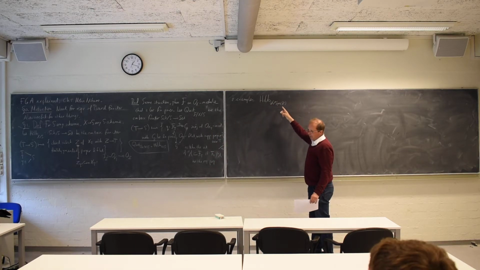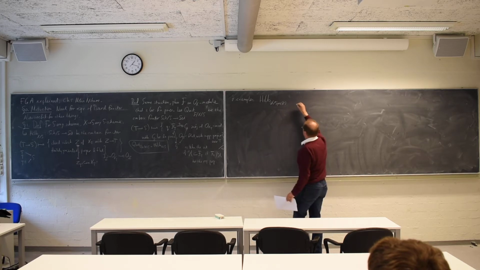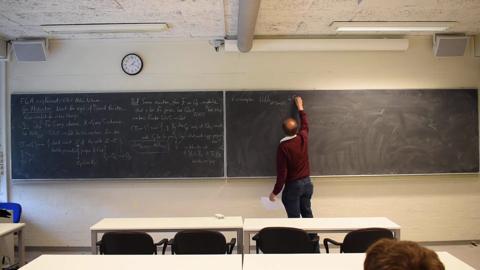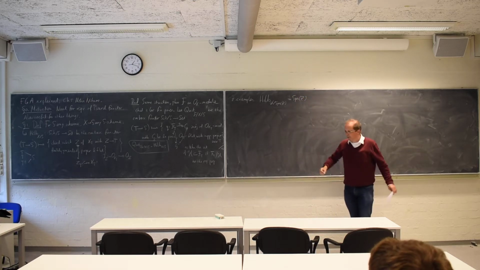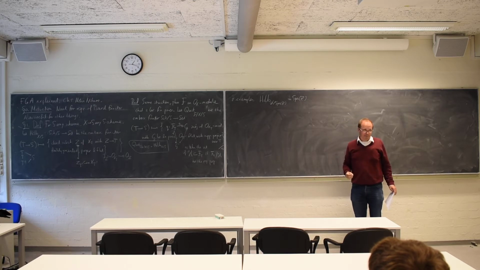If that is the functor that always gives me a 1-point set, then this is, in only one way, isomorphic to spec of Z, as a functor, and that's it. Okay, good.